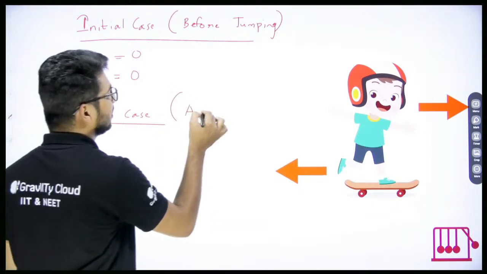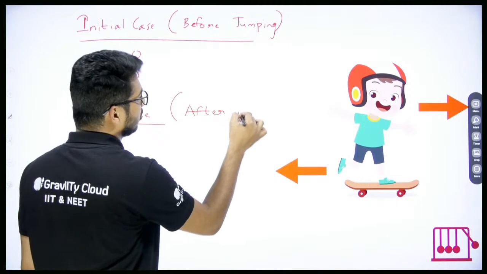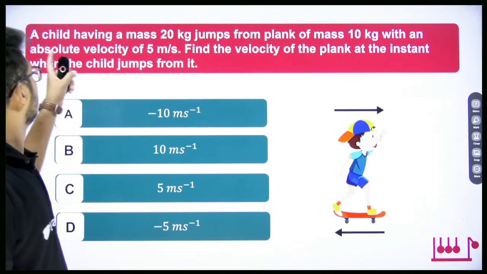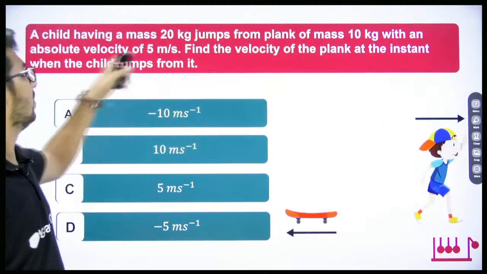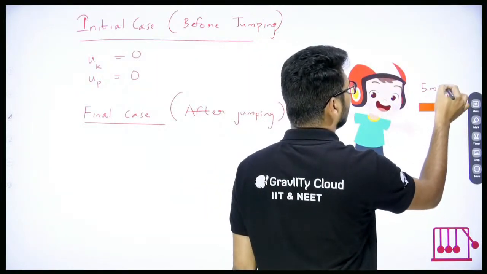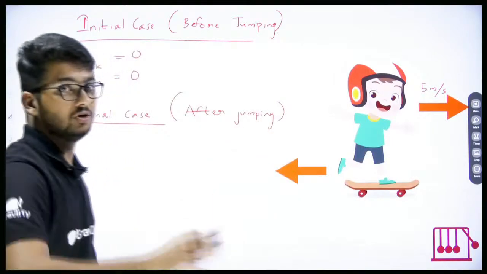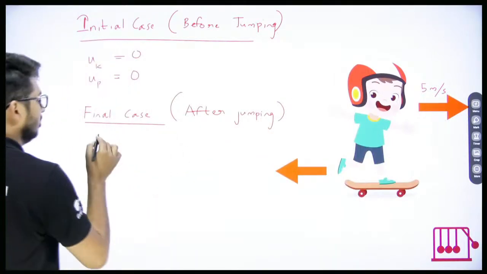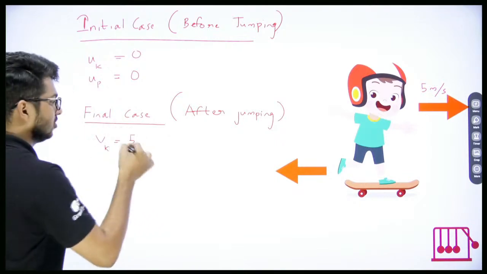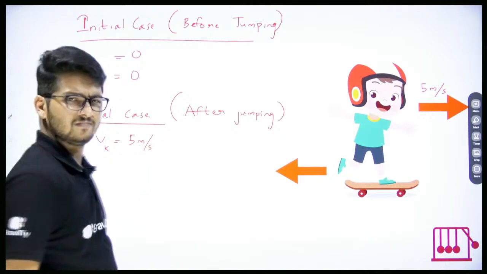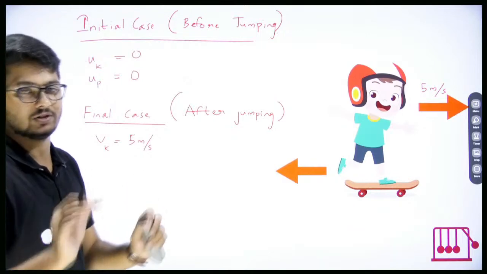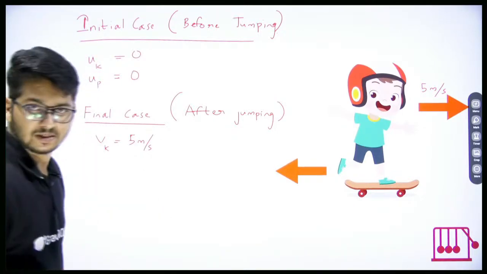Final case would be after jumping. Now, according to the question here, the kid will jump with an absolute velocity of 5 meters per second. So the speed of the kid is 5 meters per second towards right, and I told you towards right velocities are positive. So I'll say final velocity of kid is equal to positive. The plus symbol you need not write. If no symbol is there, it means it is automatically positive. So the velocity of kid is 5 meters per second.